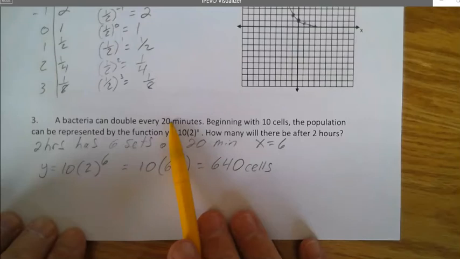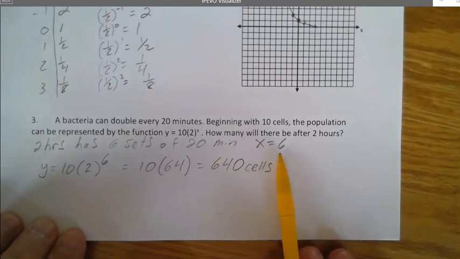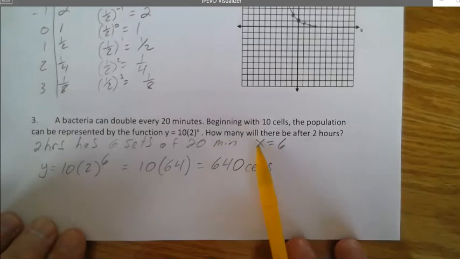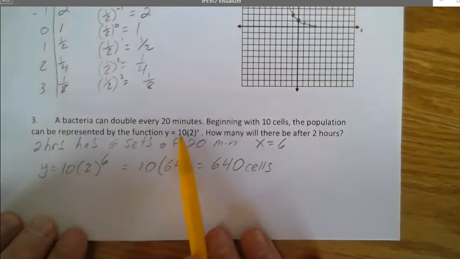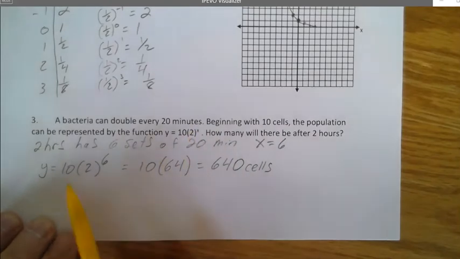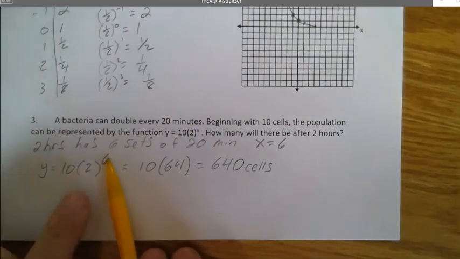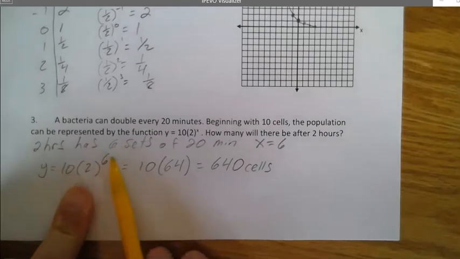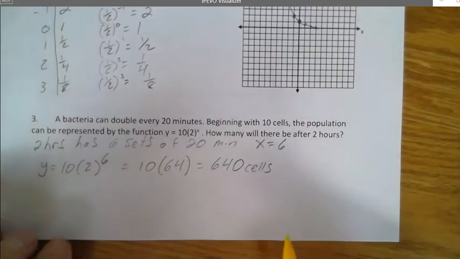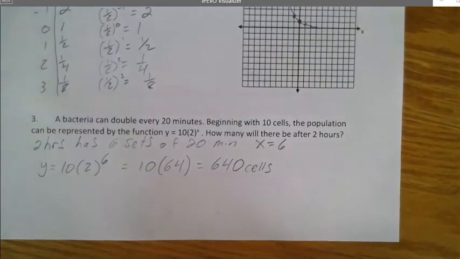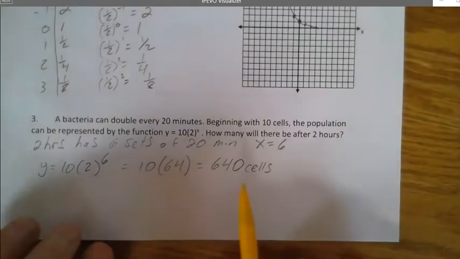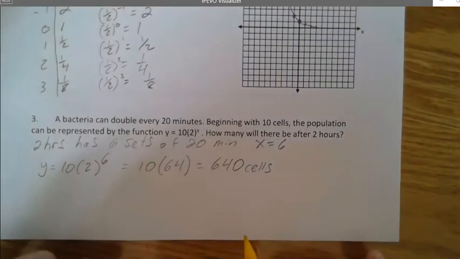Well, remember it doubles every 20 minutes. There are 3 20-minute periods in an hour, or 6 total in 2 hours. That means it's going to double 6 times. So that means x is going to be 6. So y equals 10 times 2 to the power of 6. Remember, you do the exponent first. 2 to the 6th power is 64. And then 64 times 10 is 640. So 2, 4, 8, 16, 32, 64, just double checking my math. So we get 640 cells. So that's how you do number 3.